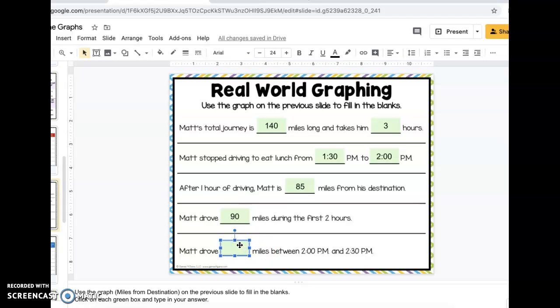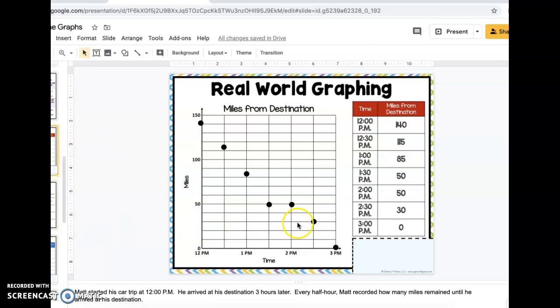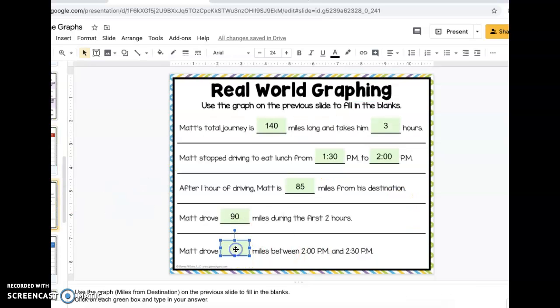This is really useful information if you're planning a trip for yourself and trying to figure out how many miles are on your itinerary, etc. How many miles did Matt drive between 2 and 2:30? Let's look. From 2 o'clock, he was 50, and then he went to 30 miles. So 50 minus 30 is 20. So he covered 20 miles in that period of time. Okay, pause it if you need more time. Next slide.